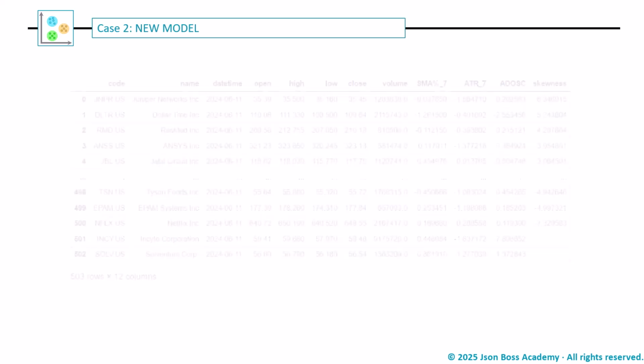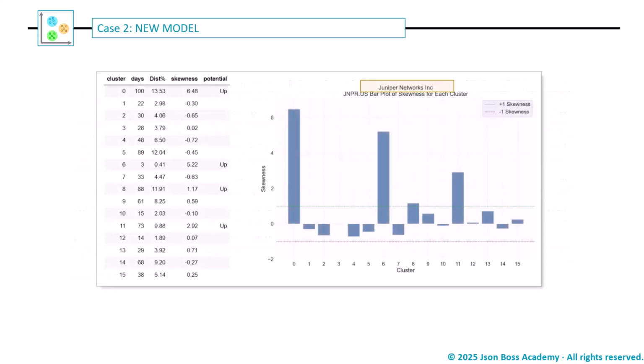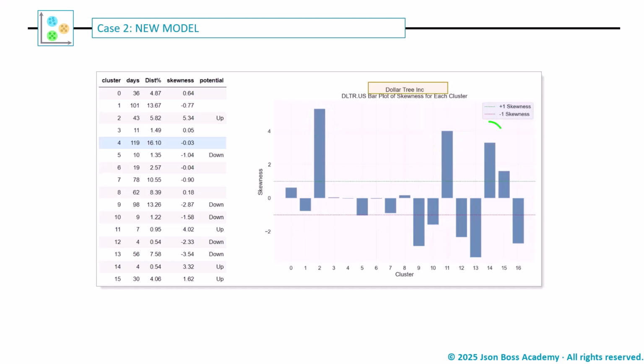For example, Juniper Networks has 4 interesting clusters. Additionally, the percentage distribution is high in 3 of them, although very low in cluster 6, so it is discarded. When Juniper Networks is in cluster 0, 8, or 11, it will generate a bullish signal. It will not tell us where to buy and sell, but it will provide valuable information. In the case of Dollar Tree, there are several bullish clusters and also several bearish ones. This will be considered for trading.